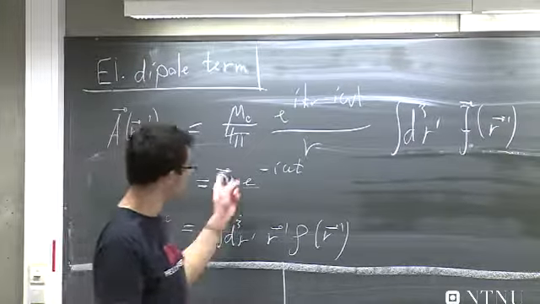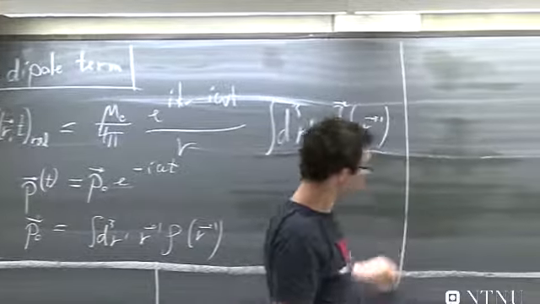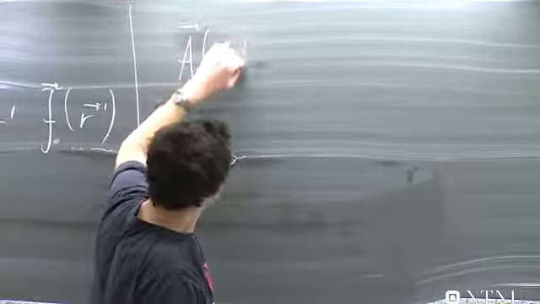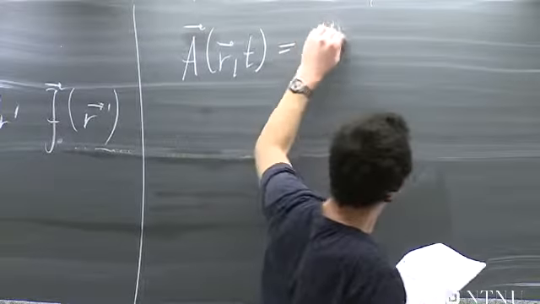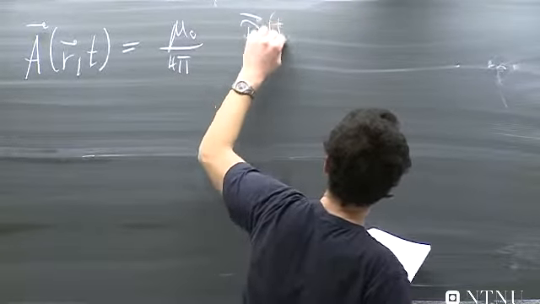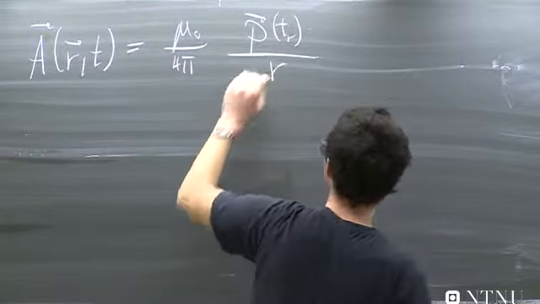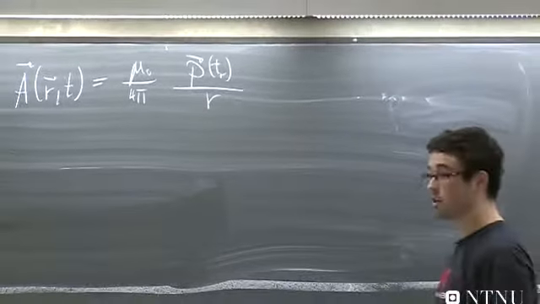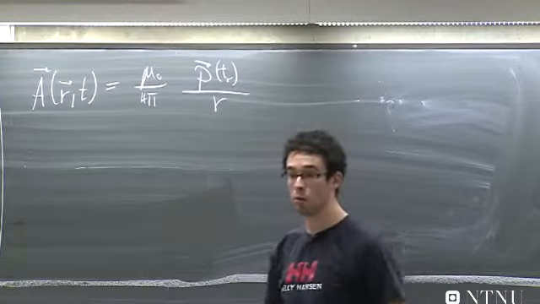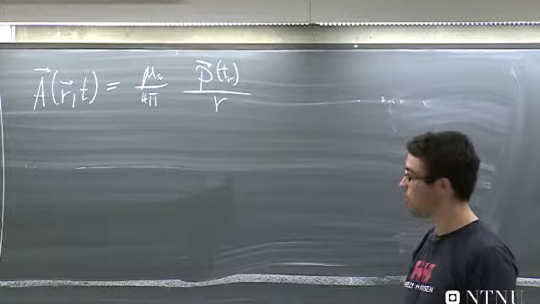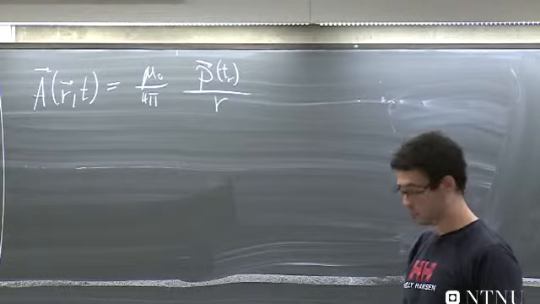So in the end, the electric dipole term simply looks like A of r, t is equal to mu naught over 4 pi times p dot of the retarded time over r. There you go. That's the whole thing. And this explains pretty well, I think, why this is called the electric dipole term, because it simply depends on the dipole moment of the charge distribution, and does not depend on any of the higher order terms in the multipole expansion of it.